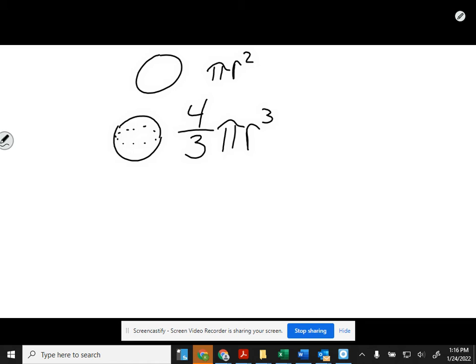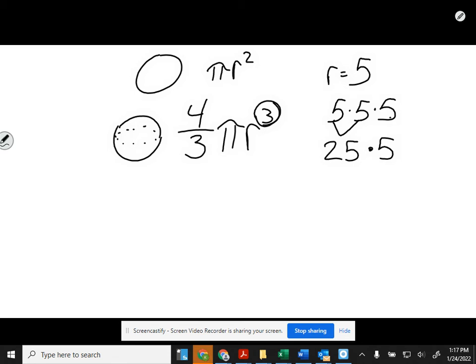Pi r cubed. So, refresh my memory, if r equals 5, how do I do r cubed? How do I do exponents? Let's quickly review exponents. 5 times 5 times 5. Because we have a 3 here, we need to multiply it 3 times. So I would do 5 times 5 is 25, times 5 more gives me 125.